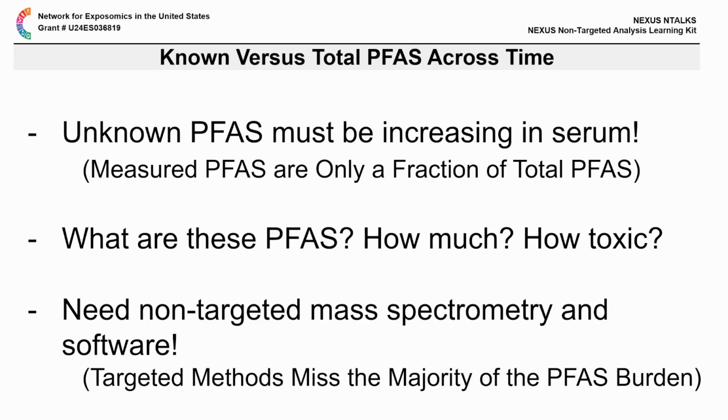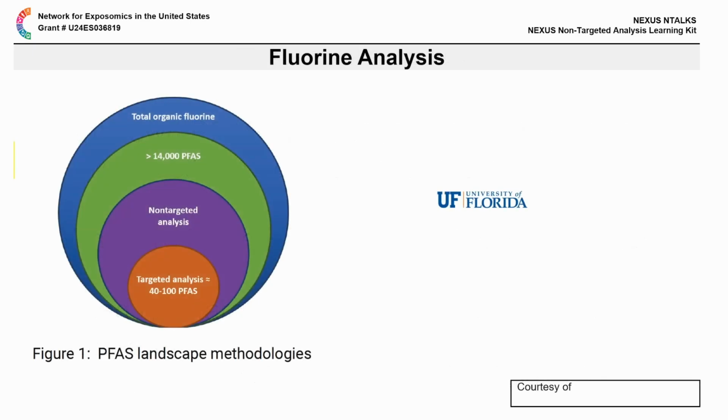The EPA has shown that different PFAS with different structures can have very different fate and transport properties and very different toxicities. We need non-targeted mass spectrometry and software to be able to characterize these chemicals, since targeted approaches miss the majority of PFAS.